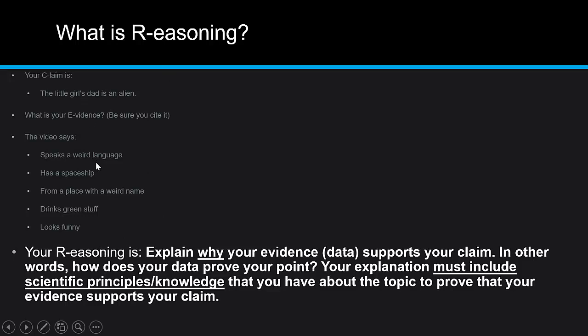After we've made our claim, we've provided our evidence, then we need to give some reasoning for our claim. So we explain why our evidence or our data supports our claim. In other words, how does our data prove our point? Our explanation must include scientific principles, knowledge that we have learned about the topic to prove that evidence supports your claim.